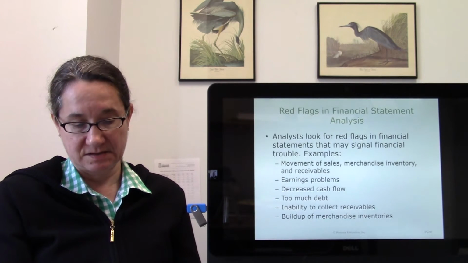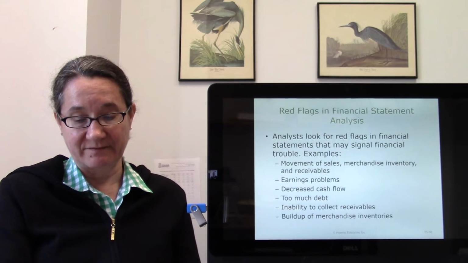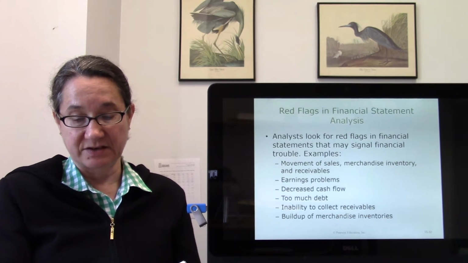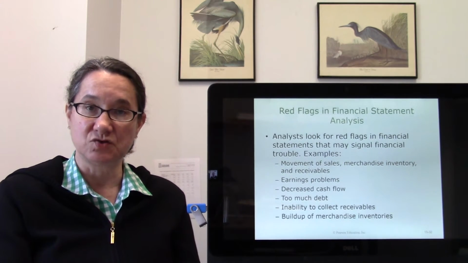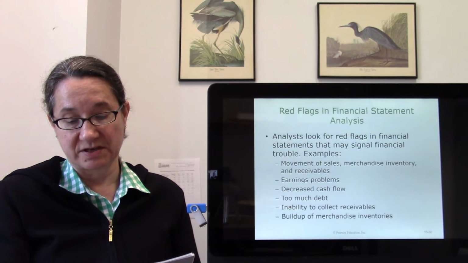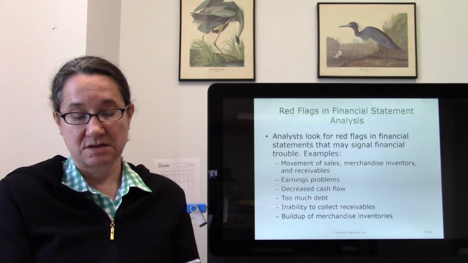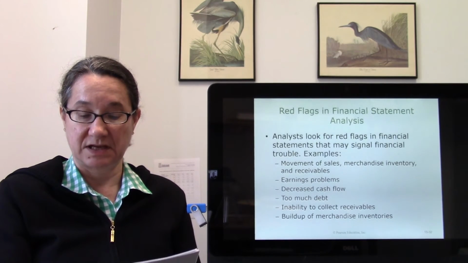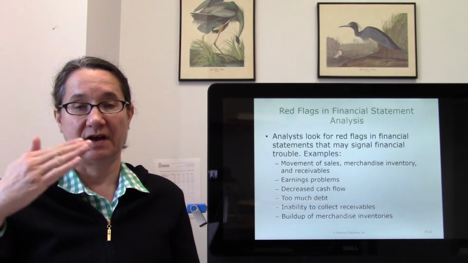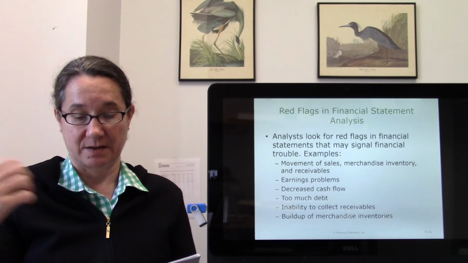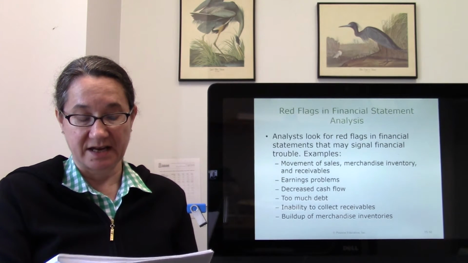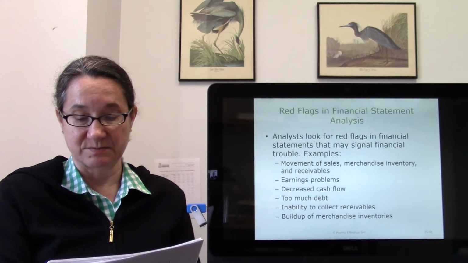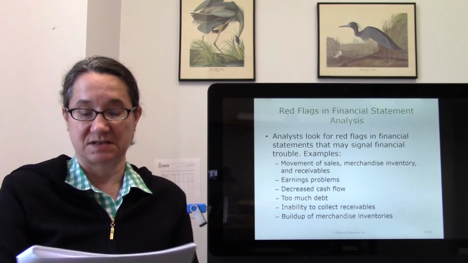Let's talk about a few red flags. Analysts look for red flags in financial statements that may signal financial trouble. Recent accounting scandals highlight the importance of watching for these red flags. The following conditions may reveal a company is too risky. Movement of sales, merchandise inventory, and receivables. Sales, merchandise inventory, and receivables generally move together. The more you sell, the higher your receivables and the lower your inventory becomes. Increased sales lead to higher receivables and may require more merchandise. Unexpected or inconsistent movements among sales, merchandise inventory, and receivables make the financial statements look suspect.